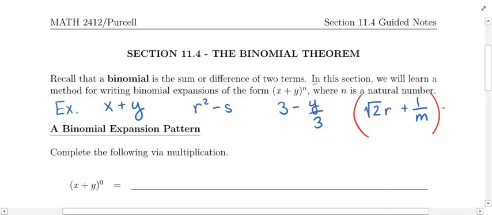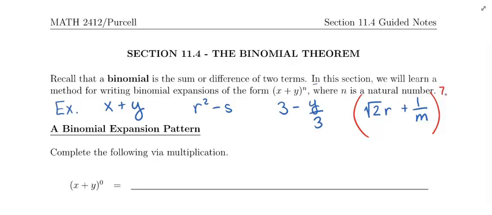and raise it to the 7th power and multiply it out, that's really tedious. If you know the old school way, if you FOIL it out, you distribute it out 7 times. This means you would take the square root of 2 times r plus 1 over m and multiply it by itself 7 times. That's a lot of work. What the binomial theorem is, it is a shortcut for doing this. If you need to expand a binomial, it tells you how to do it without doing all the distribution.